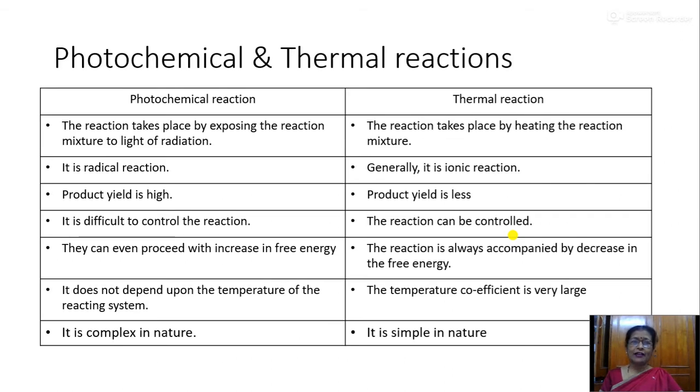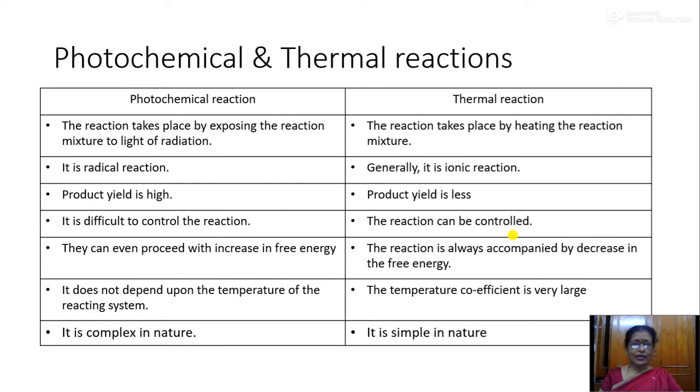Now let us see the difference between photochemical and thermal reactions. In the first column, I have written the photochemical reaction, and in the second, thermal reaction. As the name indicates, in photochemical, photo means photon or radiation or light. In thermal, it means temperature. Now let us see the differences.